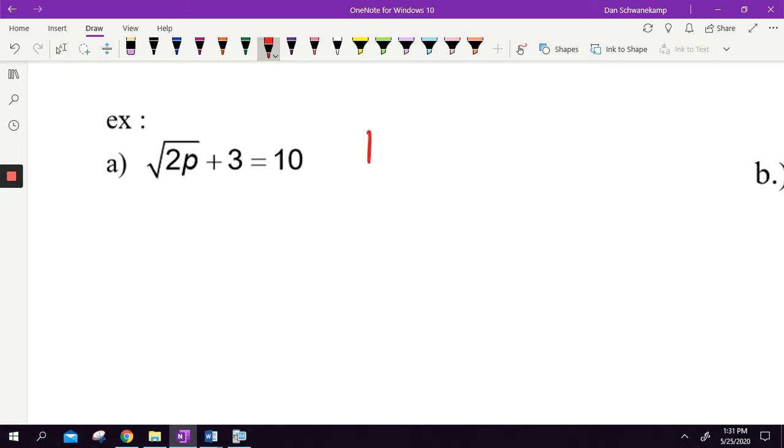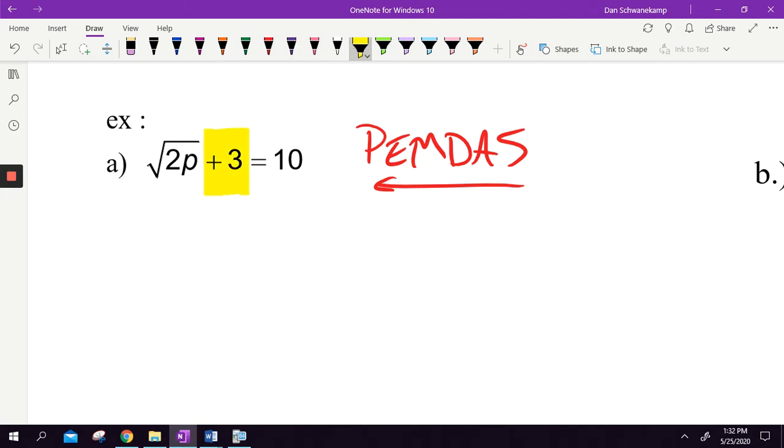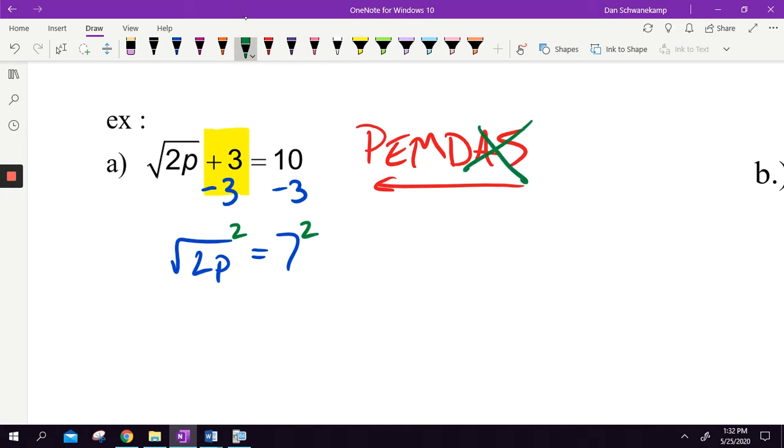Let's keep going. PEMDAS in reverse. So add or subtract first. Get rid of that plus 3. So minus 3, minus 3. Square root of 2p, 7. Then I'm going to square both sides because I added or subtracted. The multiply divide step, well, it's underneath the radical, so I'm not doing that. Then I'm going to exponent. The radical is an exponent step, so to get rid of the square root, I squared. I squared both sides, that cancels. 2p, 7 squared is 49.